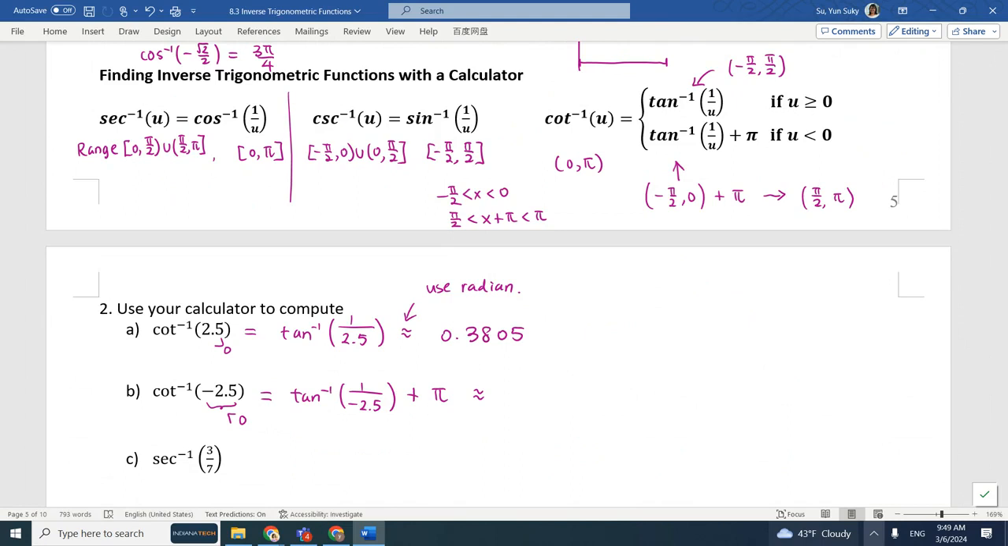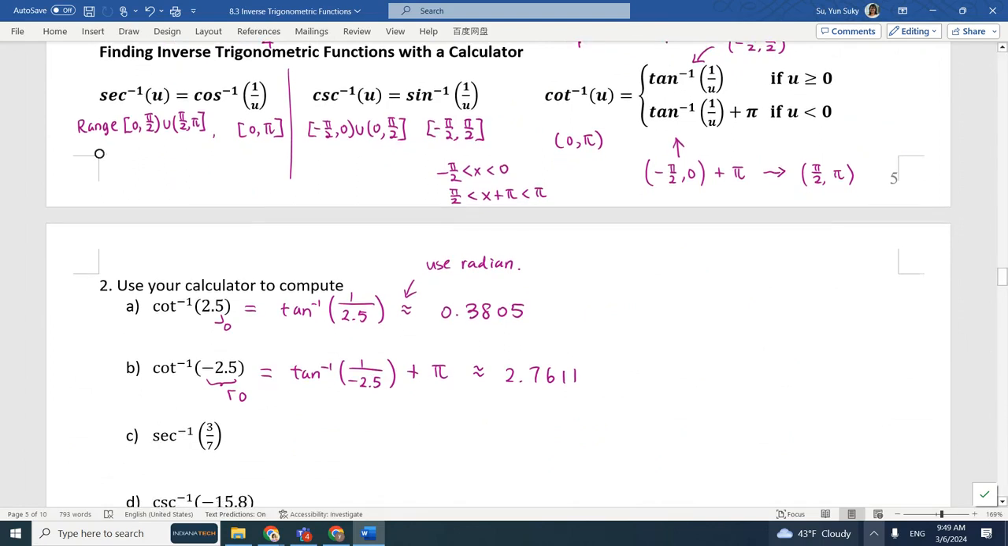And you add pi. So remember your range must be between 0 to pi, so your range is positive. When you apply the arctangent of 1 over negative 2.5, you get a negative number. That's why you need to add pi to make it positive. So what do you get? 2.711. Thank you. Is that okay, everybody? Yes, keep that in mind.